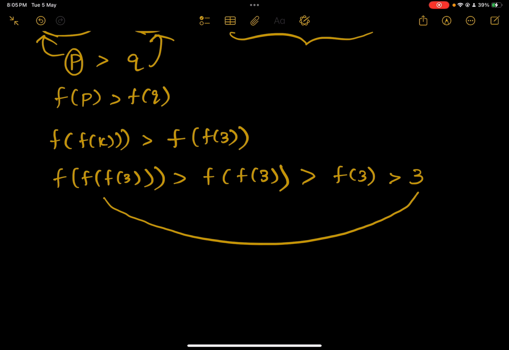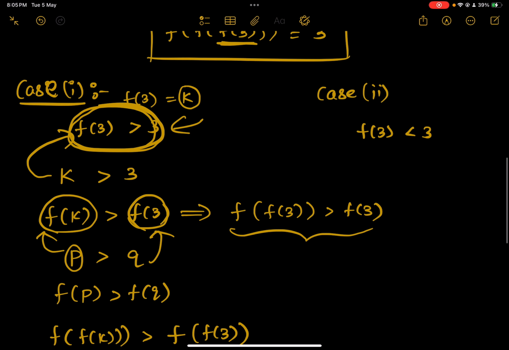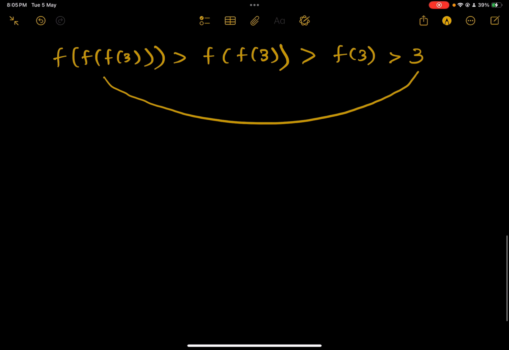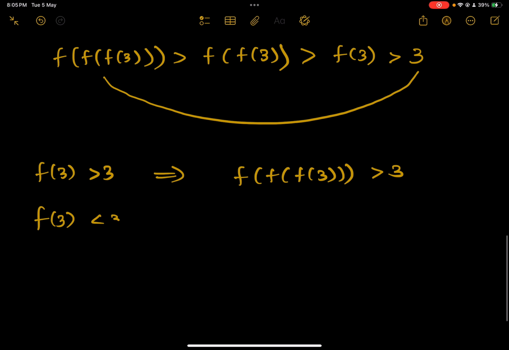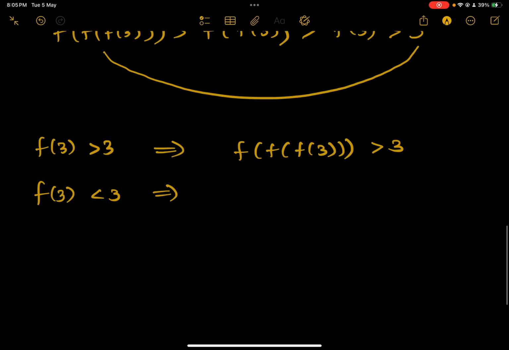Alright. Similarly, if you assume f of 3 is greater than 3, this implies that f of 3 is greater than 3. Similarly, if you assume f of 3 is less than 3 and do the same exercise again, you will end up getting f of 3 is less than 3.